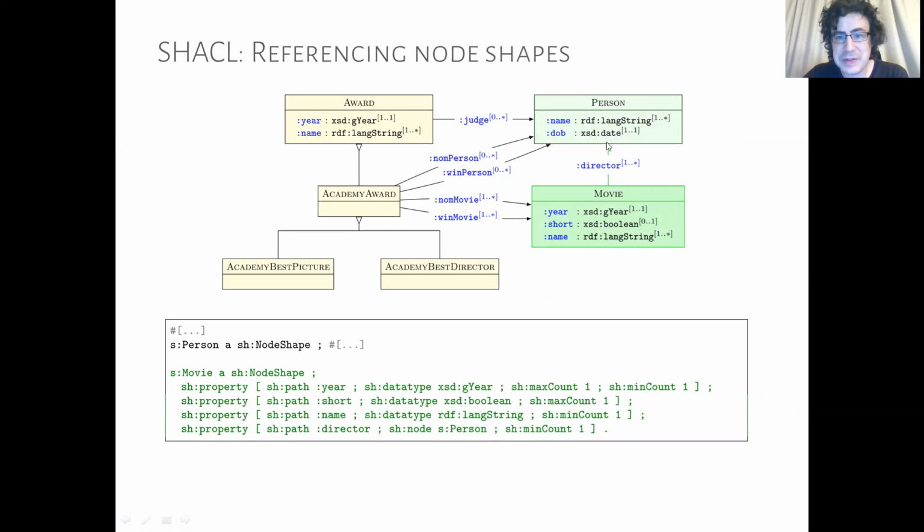What's more interesting is this connection we have, right? So we have a director path, and instead of specifying a data type or some local constraint in that, what we say is that the directors must satisfy the node shape person. Okay, so we're somehow linking back to this person shape that we described earlier. And each movie must have at least one director.